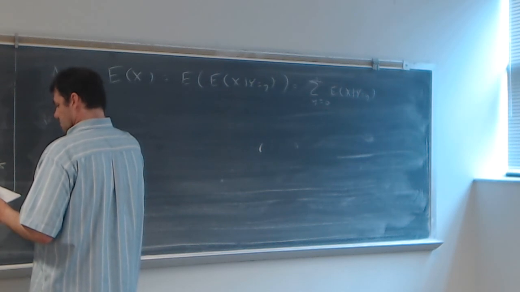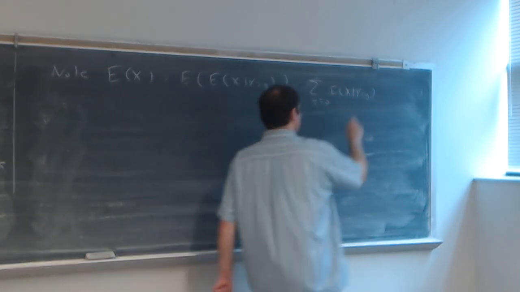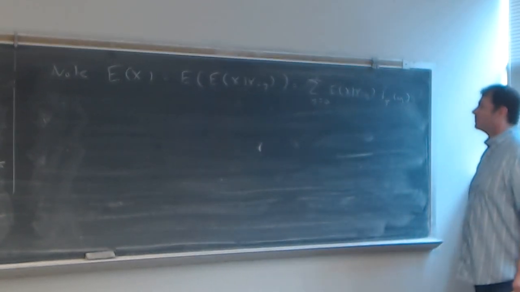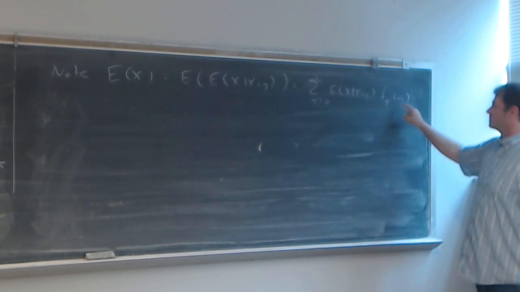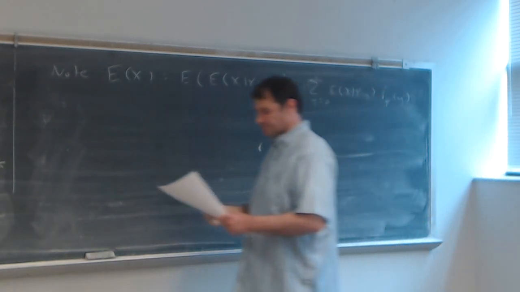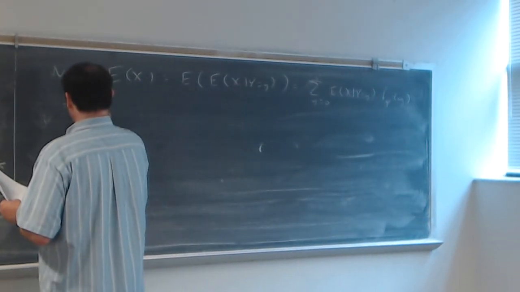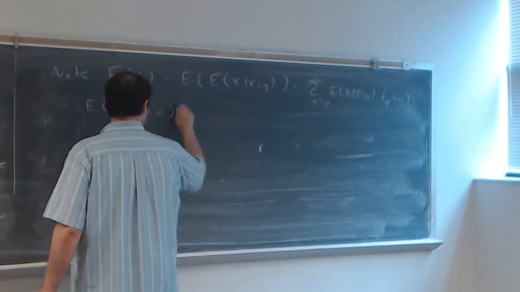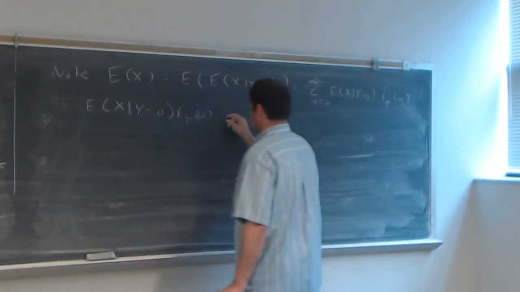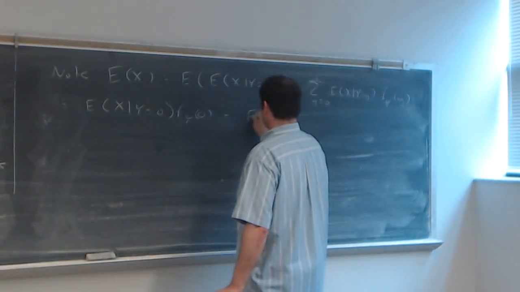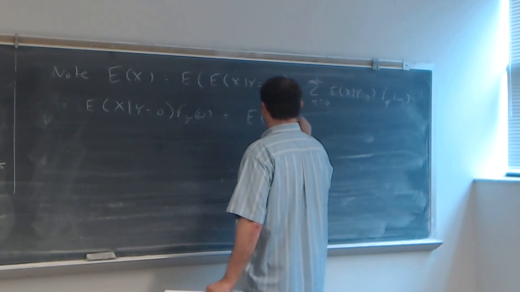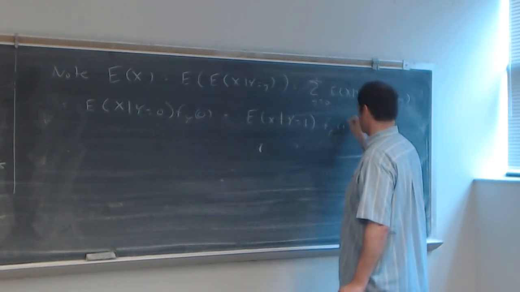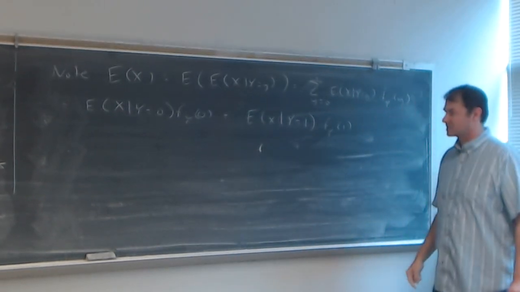This is one way of writing it. I meant to say, times f sub y of y, the PMF of which book you choose. So this is the expected value of x given y equals 0 times f sub y of 0, that's the history book situation, plus the expected value of x given y equals 1 times f sub y of 1, which is the probability book situation.